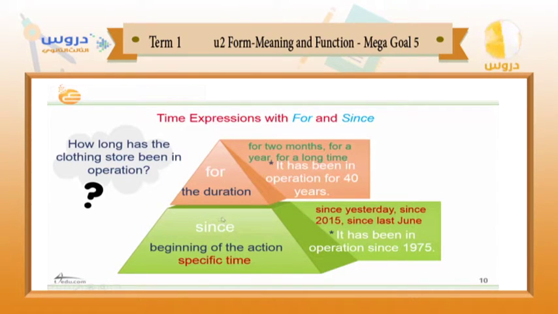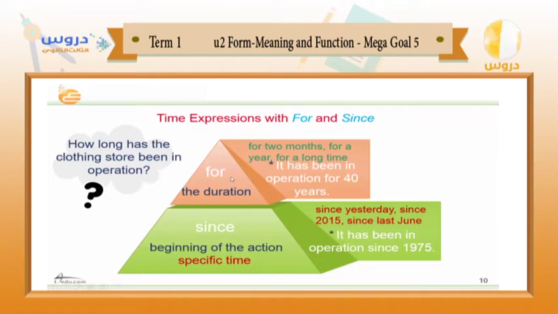Now, since here is the opposite, it's used for a specific time, the beginning of the action, not the duration. No, the beginning, the first start of the action. Since yesterday, since 2015, since last June. Here, specific time, the beginning of the action, it started from this point. For example, it has been in operation since 1975. Since 1975, but here for 40 years, here the point of starting, 1975. For example, I have taught English since 1425. Here I give you the exact time or the beginning of the action. All right, so for is used for the duration, since for a specific time or the beginning of the action.